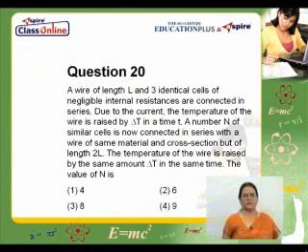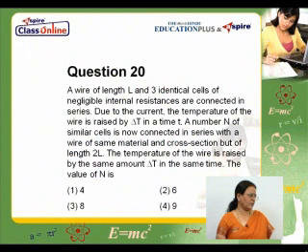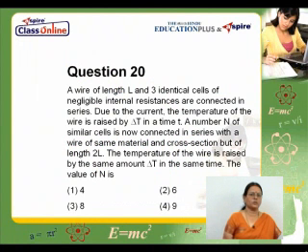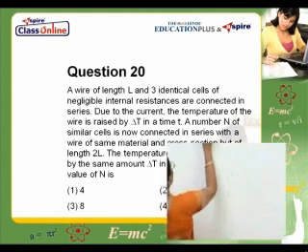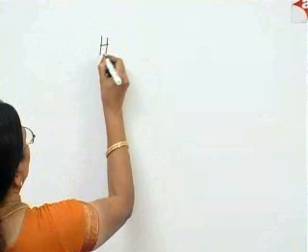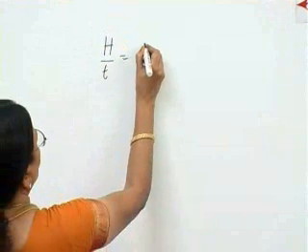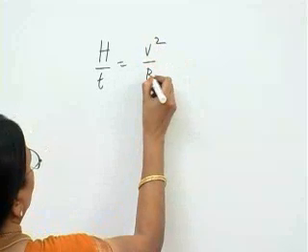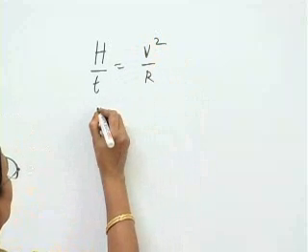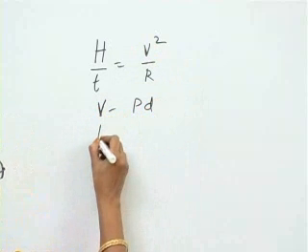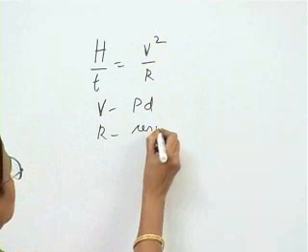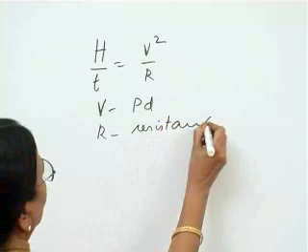This problem is based on heating effect of current. When current passes through a wire, heat is produced. The heat produced per unit time is given by V squared by R, where V is the potential difference and R is the resistance of the wire.